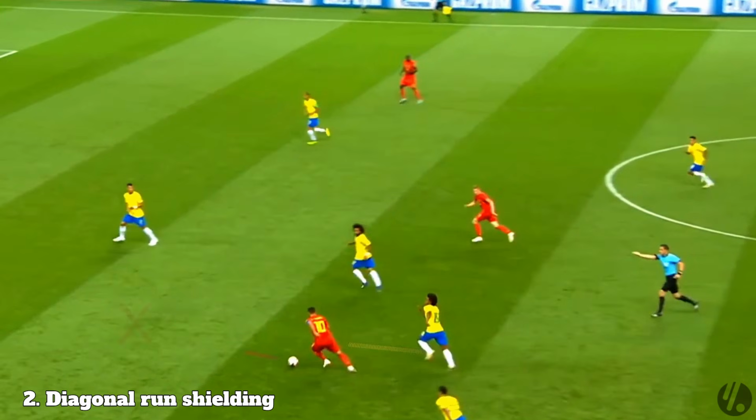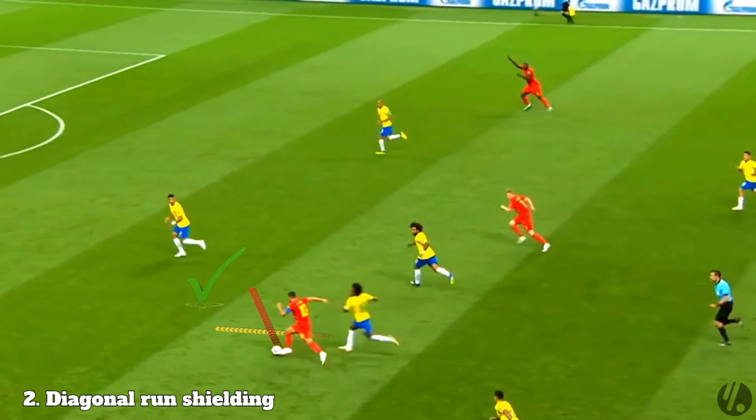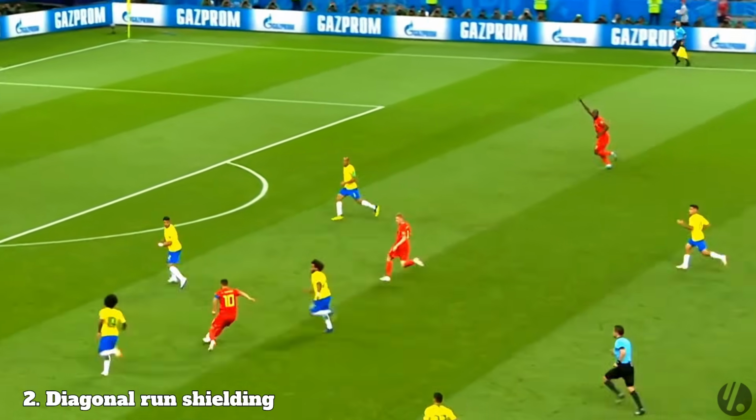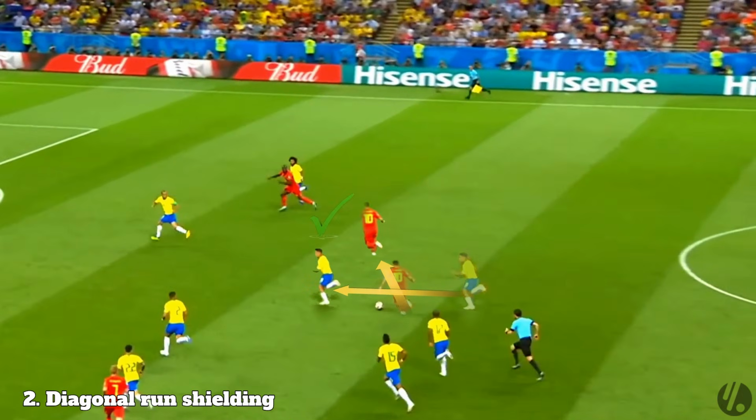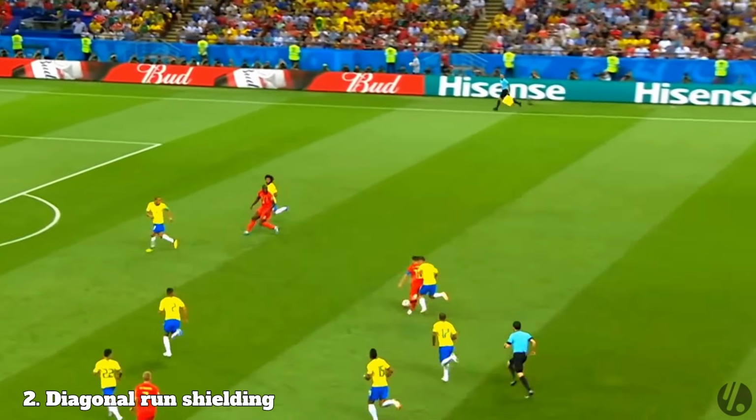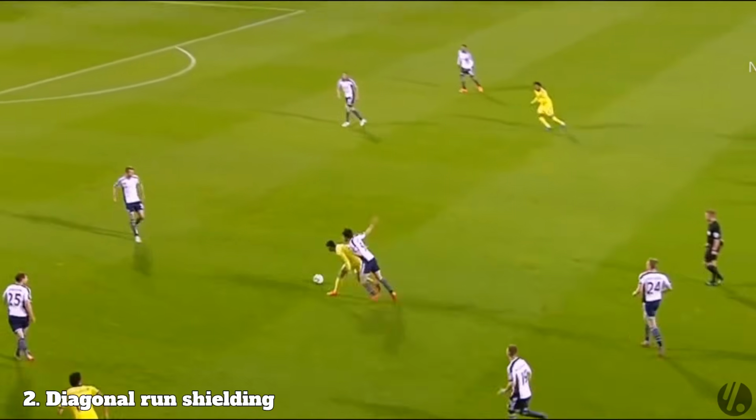Here, while regaining speed after a challenge, Hazard is being caught from behind by Willian. Instead of continuing the run forward and risking getting challenged, Hazard cuts diagonally across Willian's running path, leaving him behind. Hazard was brilliant at using this to maintain control under pressure, as well as dribble smoothly through opponents.